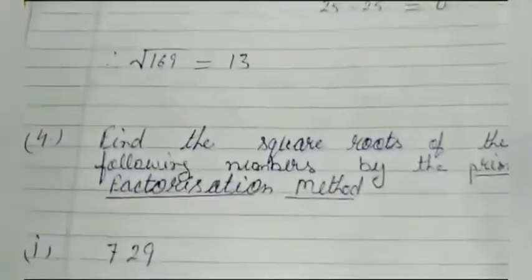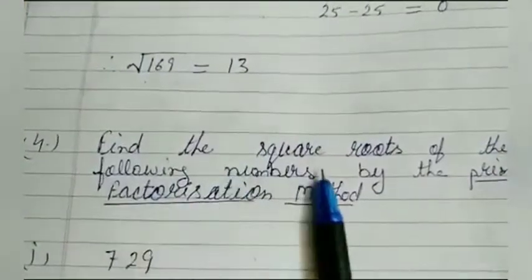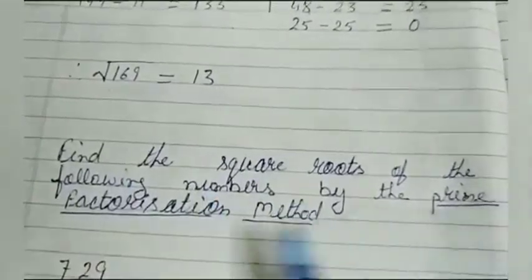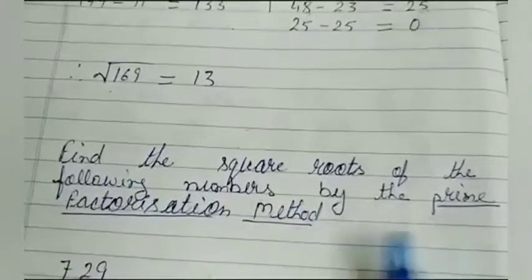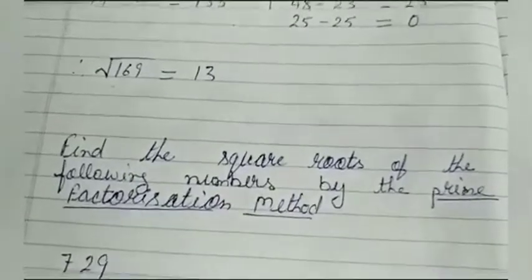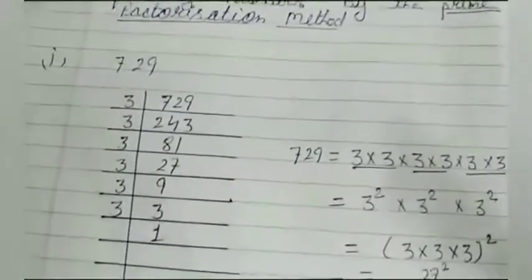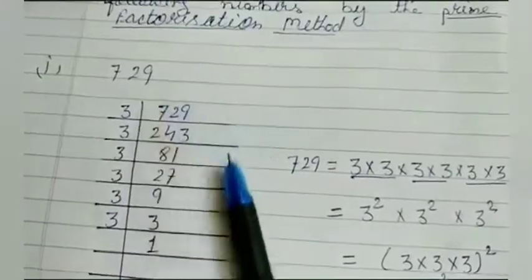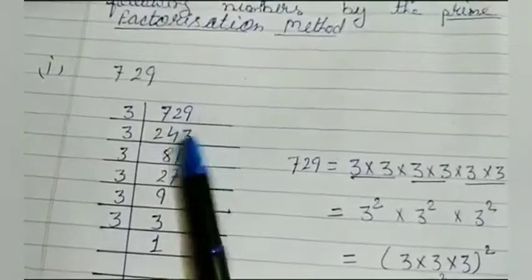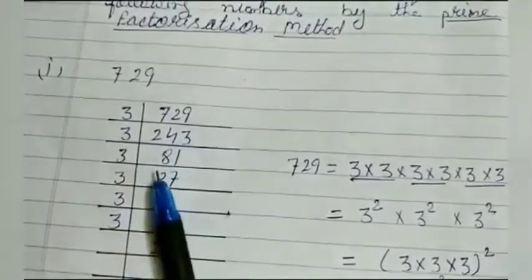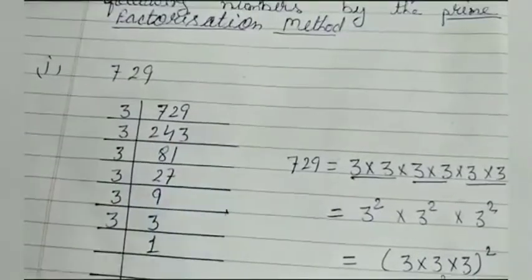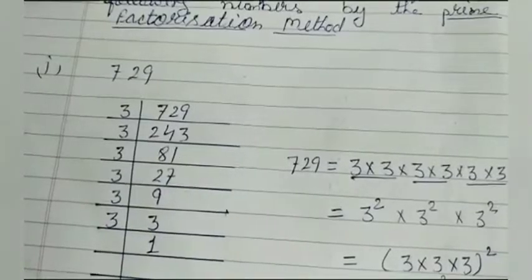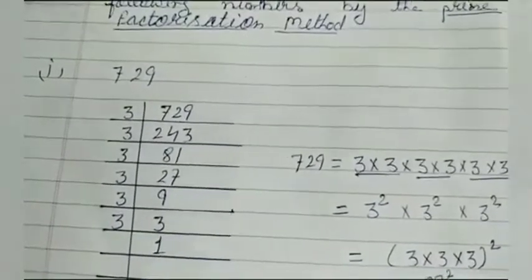Clear? Now the next sum is: find the square roots of the following numbers by the prime factorization method. Now we use the factorization method. Look here. We take the first part. Number is 729. We divide 729 by only prime numbers. Clear? Prime numbers 2, 3, 5, 7, 11, 13 and so on.